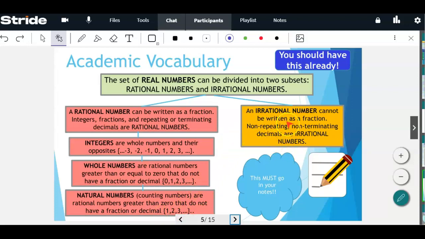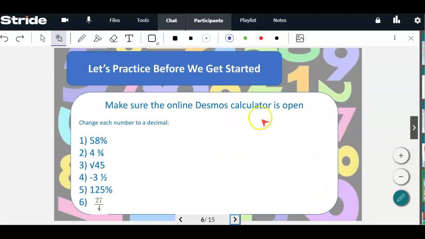And then over here, irrational cannot be written as a fraction. It's non-repeating, non-terminating decimals. Irrational numbers are non-terminating decimals. Okay, so make that clear. So if they go on and on and on, those are irrationals. All right, so let's practice this.